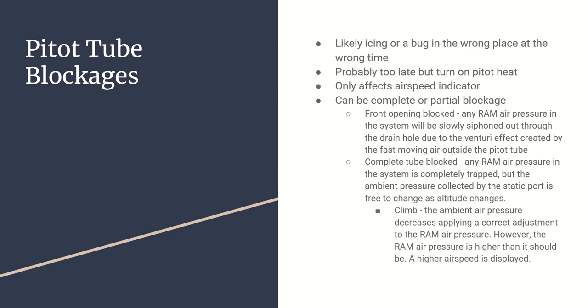If we have both the front and the drain hole blocked, then it is very much like that static port blockage in the sense that no air is leaving that system. That pressure reading is going to stay the same the entire time the blockage is happening. So if that reading can't change, then the ram air is stuck in the system, and the only variable that can change now is that ambient air pressure that makes that adjustment. So if we had, again, at 3,000, a blockage happen, and we had a decent amount of ram air, that ram air value is not going to change.